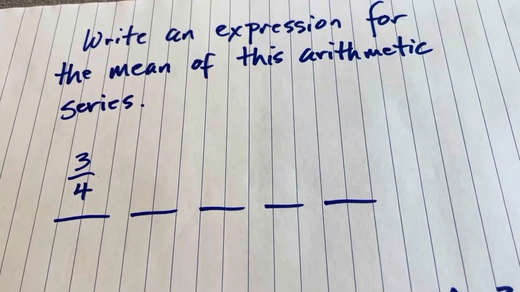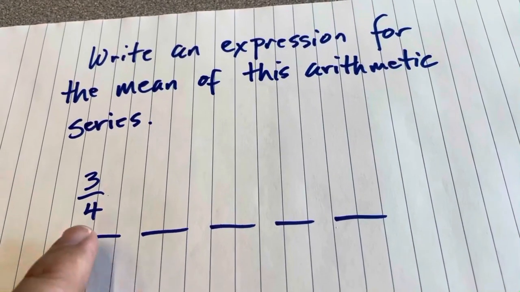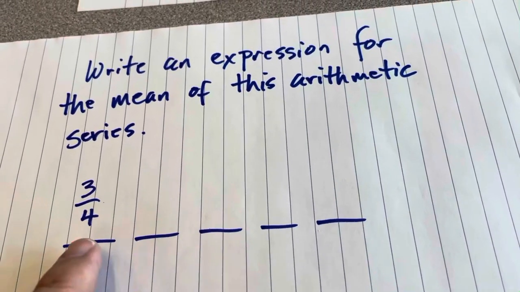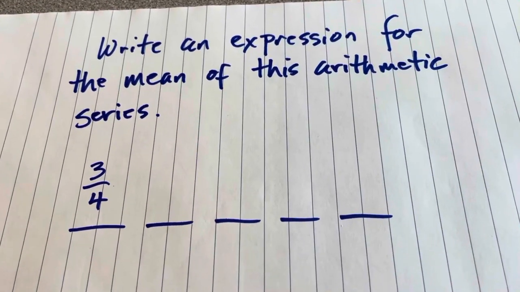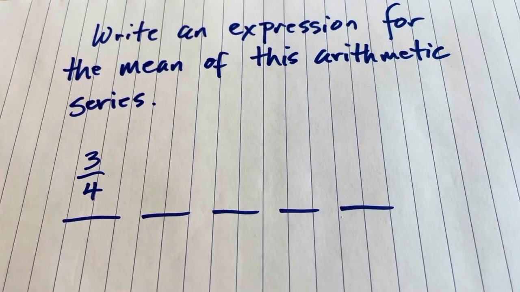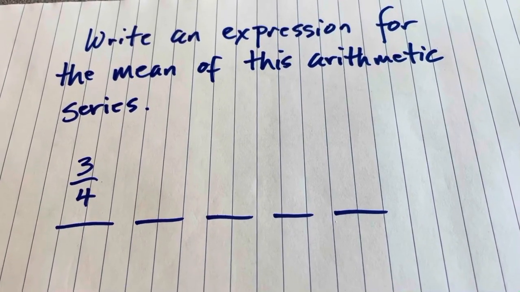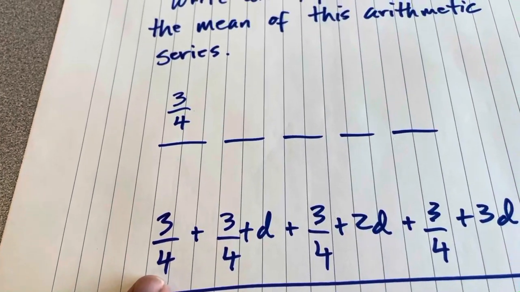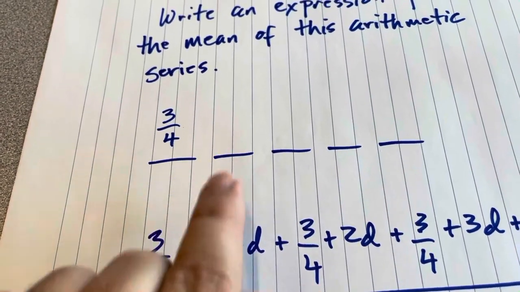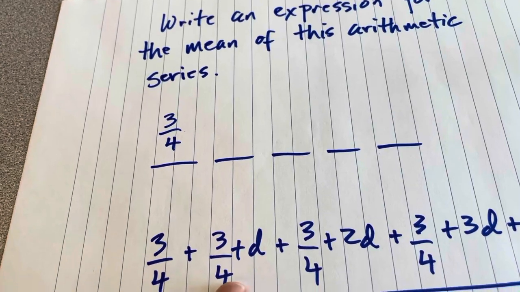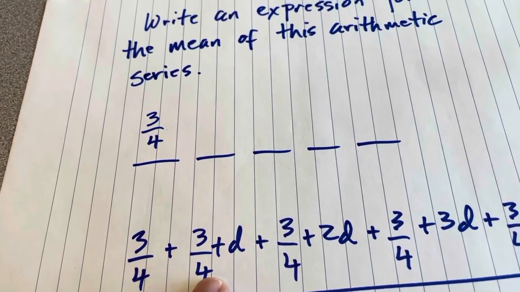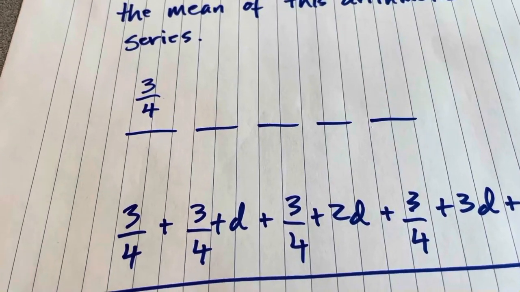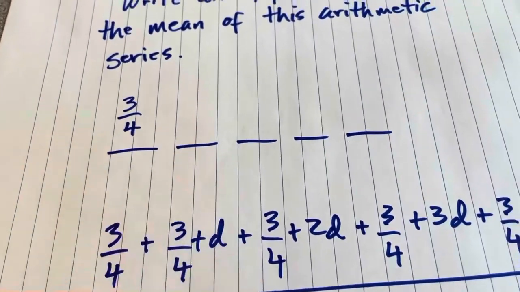An arithmetic series is a series where it starts with a term and then each successive term is going to increase by the same amount. So that's what an arithmetic series is. So what I'm going to do is start with 3/4 and then say, I don't know what this one's going to be, but I'm going to add some d value to it. I use d to represent the distance between this and this.